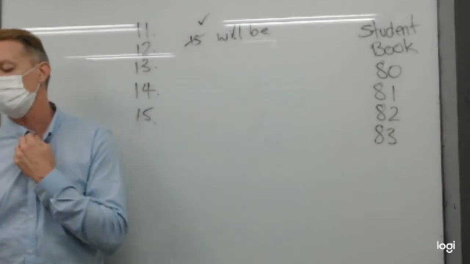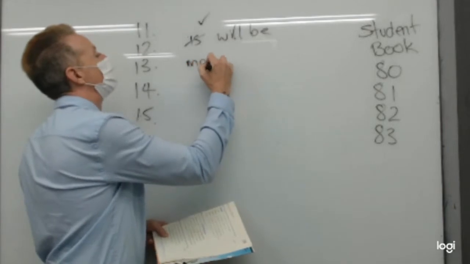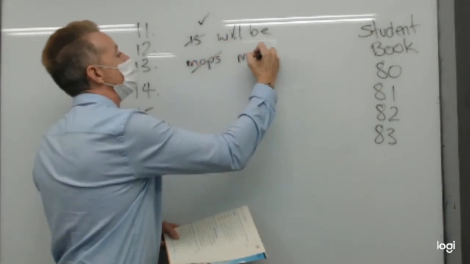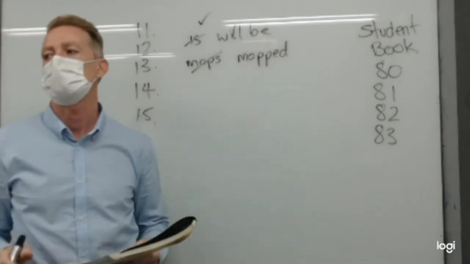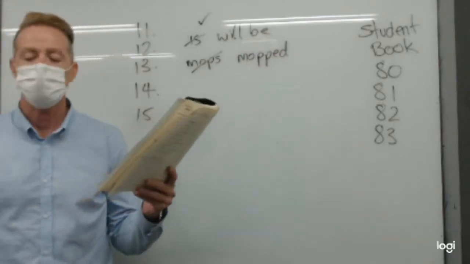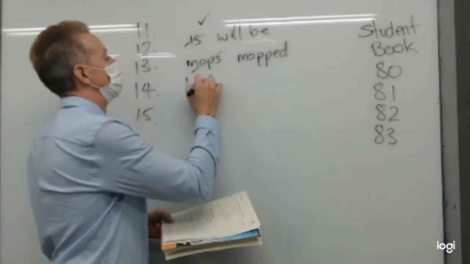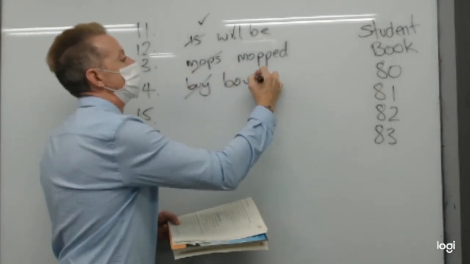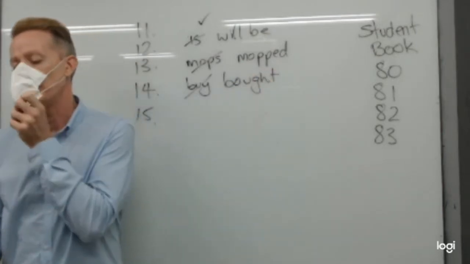Alright, Dorothy, 13. Mary mopped the kitchen floor last night. Mopped. Past tense. And Ellie, 14. I bought a new blouse yesterday. Good. It is past tense again.